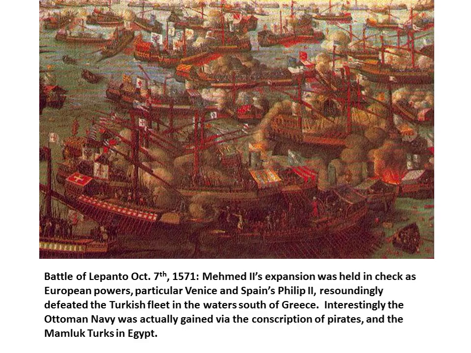And they actually pushed into the Mediterranean, and it was at the Battle of Lepanto on October 7th, 1571, where Mehmed II's expansion was held in check by European powers, particularly the forces of, at that time, the very powerful city-state of Venice and Spain's powerful king, Philip II. The Battle of Lepanto was the moment in which the Ottoman Turks' expansion into European areas was really halted.